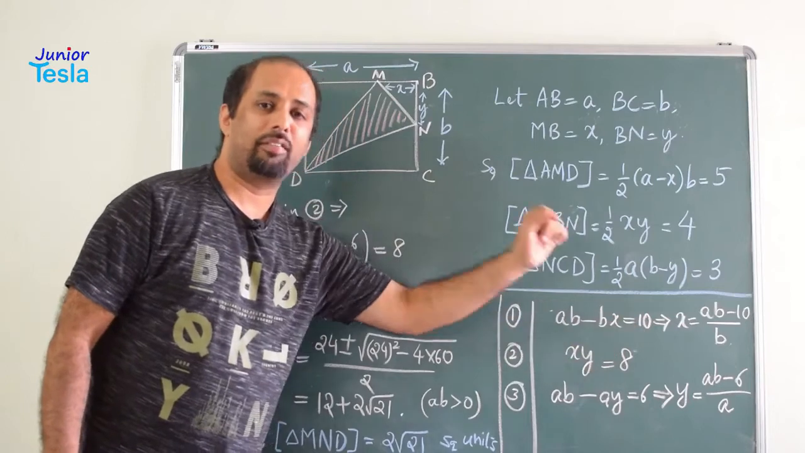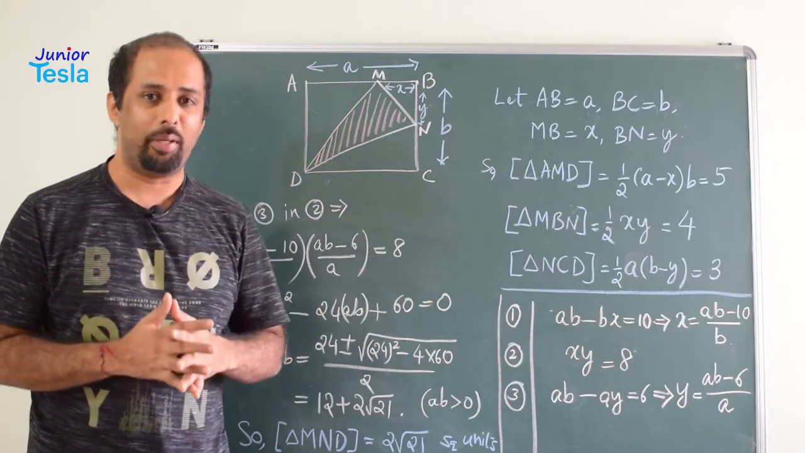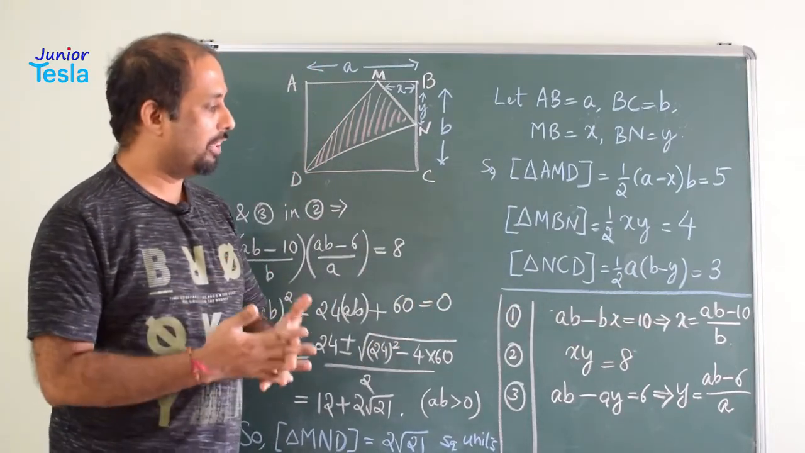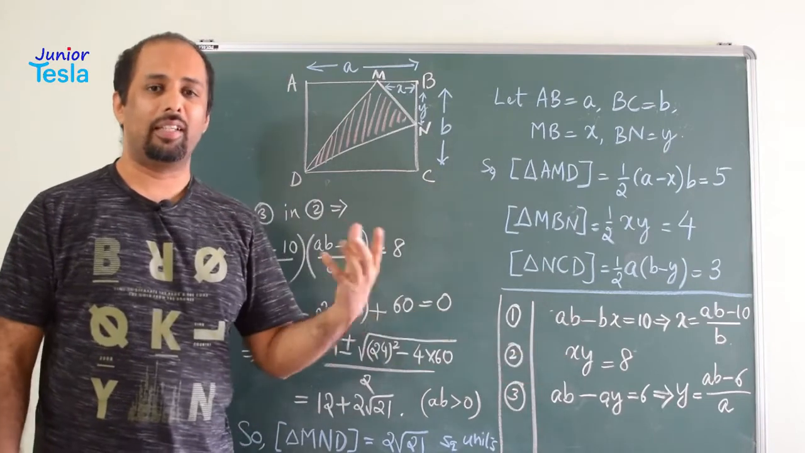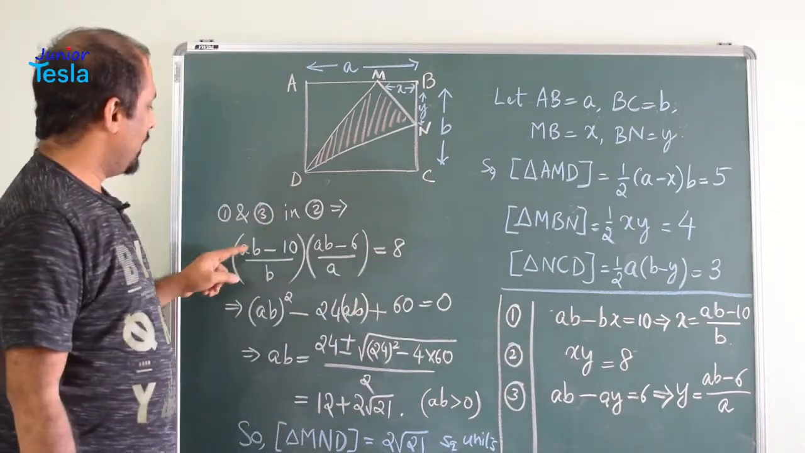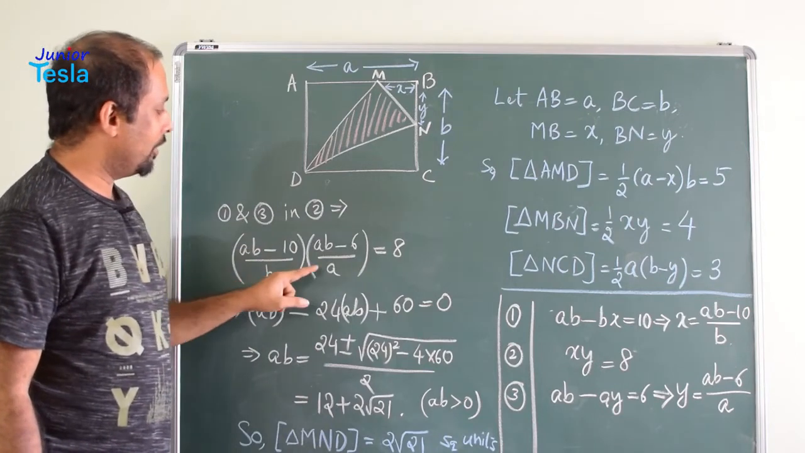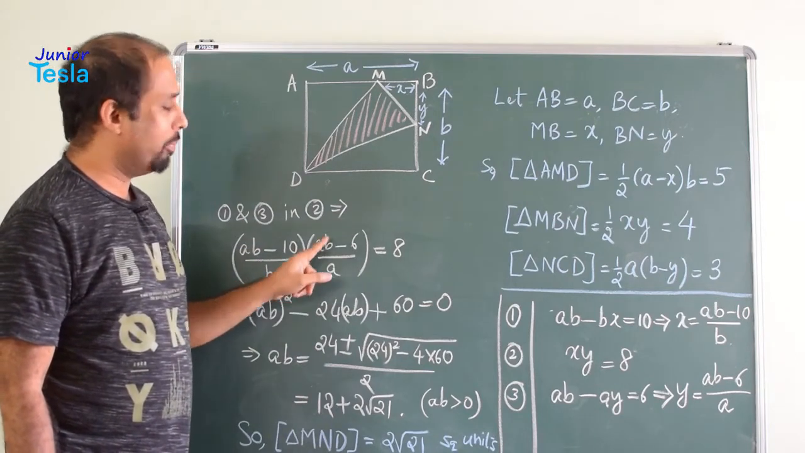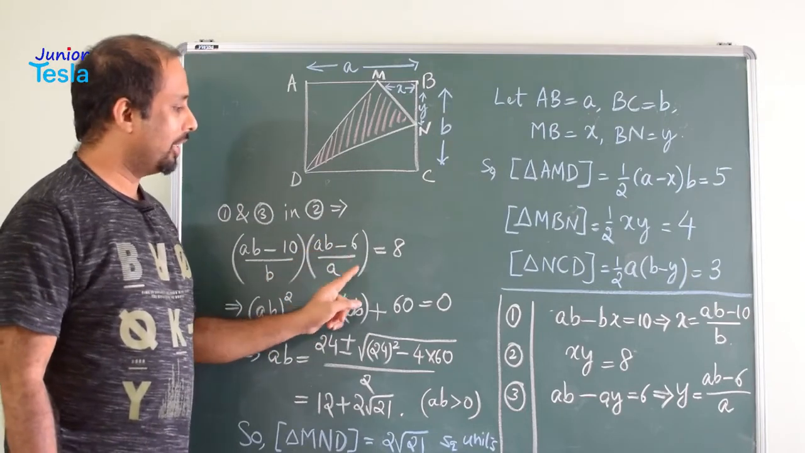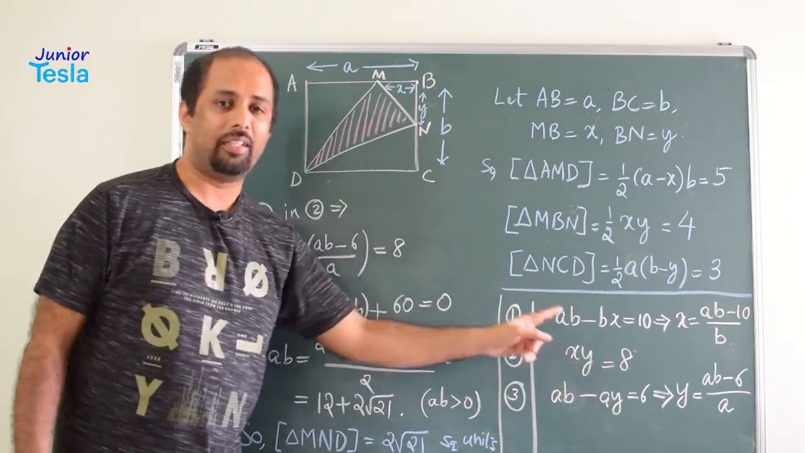Okay, we have expressions for X and Y, and both are in terms of A and B. If you substitute these values here, you will get another expression. In the place of X I have written (AB minus 10) divided by B, and in the place of Y I have written (AB minus 6) divided by A, and that is equal to the right hand side, 8, right?